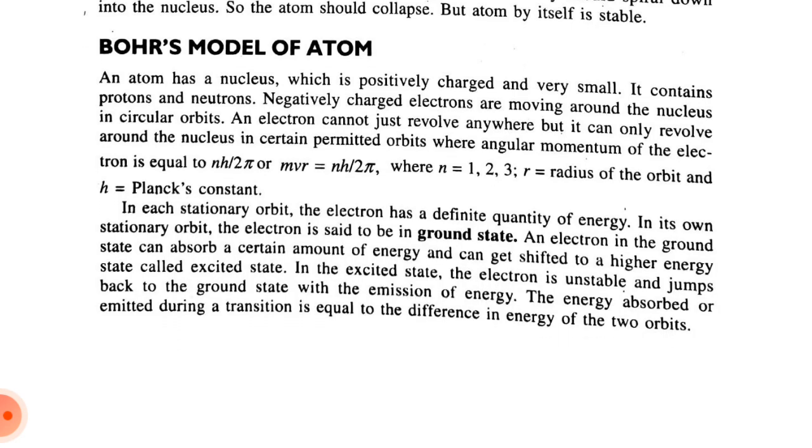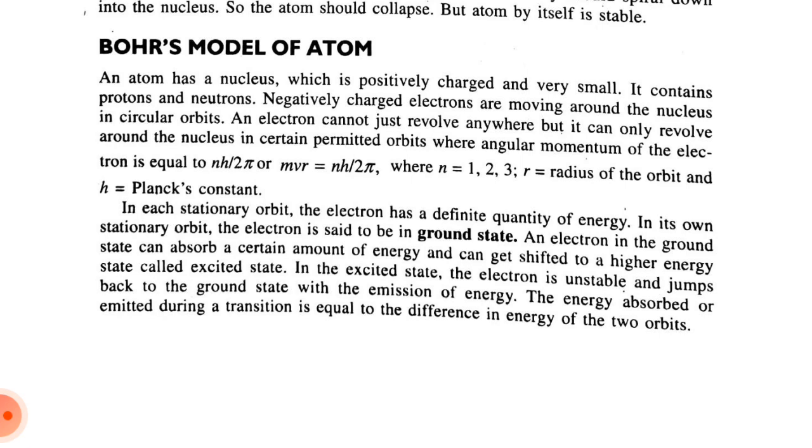Bohr model of atom. An atom has a nucleus which is positively charged and very small. It contains protons and neutrons. Negatively charged electrons are moving around the nucleus in circular orbits. An electron cannot just revolve anywhere, but it can only revolve around the nucleus in certain permitted orbits, where the angular momentum of the electron is equal to n h upon 2 pi, or m v r equals n h upon 2 pi, where n is equal to 1, 2, 3, r is the radius of the orbit, and h is Planck's constant.